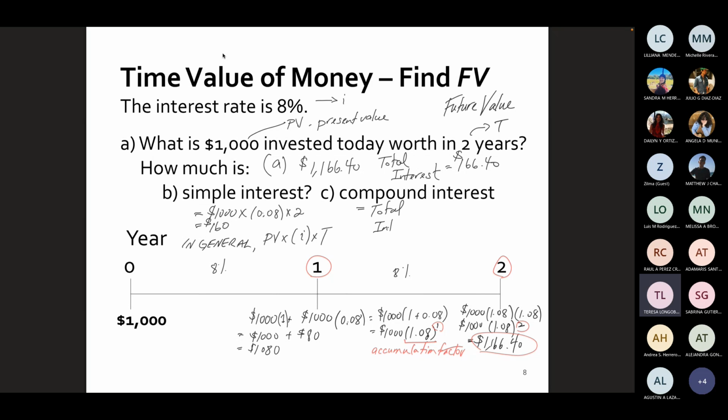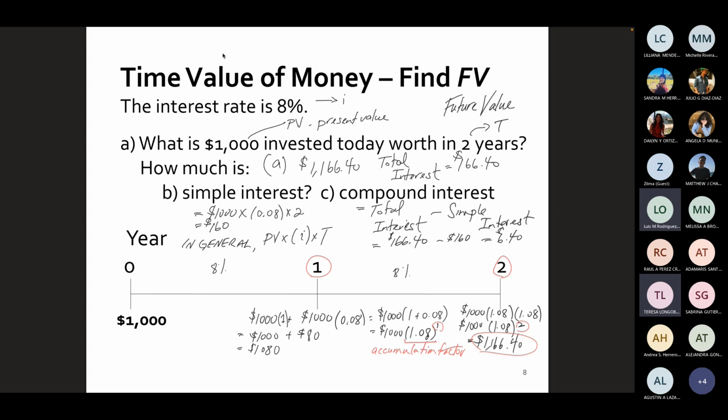It's total interest minus simple interest, and it's going to be 166.40 minus 160 equals $6.40. But what is that? Where does it come from?